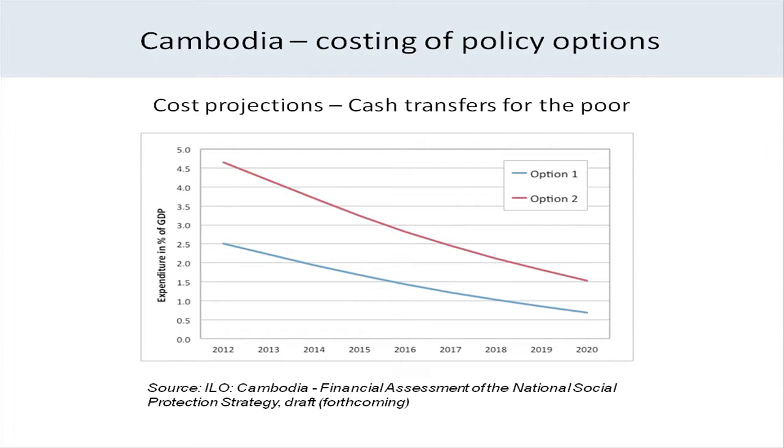Now I have to say this is also related to the assumptions in the model. Yeah? We have assumed quite a high GDP growth rate, and then there is a trend that the poverty rate is decreasing fast. Yeah? So we have extrapolated that trend, and this explains why the cost is decreasing over the projection period. And in the last year, 2020, we have only 0.7 and 1.5% of GDP.